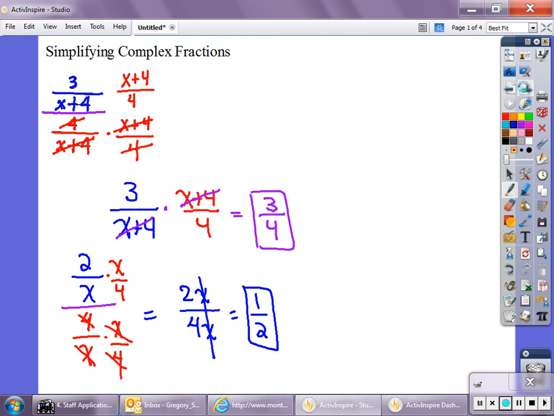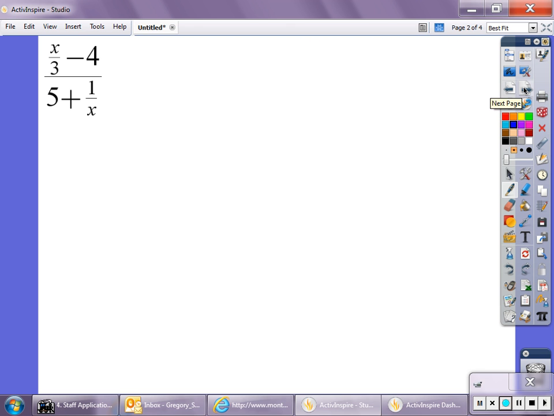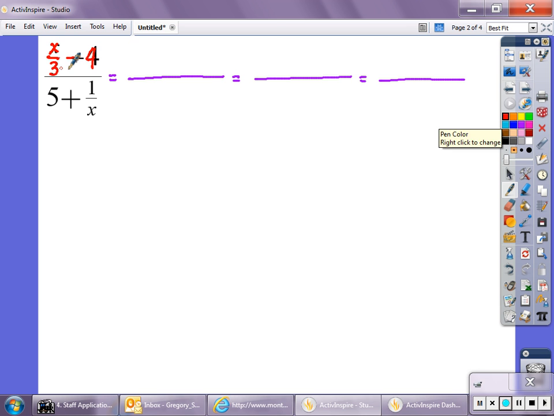All right, now, complex fractions, sometimes we have some addition or subtraction to do. So what I recommend is you're going to be dealing with the tops first and the bottoms second, okay? So do everything there is to do in the top first. So we'll go equals, equals, equals, and here we go. So in the top, I have x over 3 minus 4.